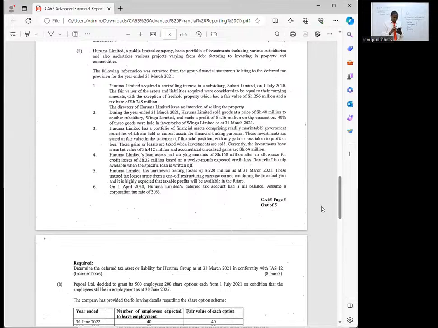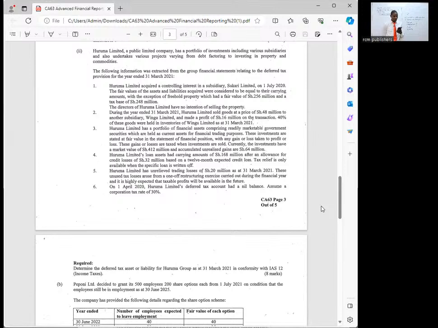The question reads: Huluma Limited, a public limited company, has a portfolio of investments including various subsidiaries, and also undertakes various projects varying from debt factoring to investing in property and commodities. The following information was extracted from the group financial statements related to the deferred tax provision for the year ended 1st March 2021.